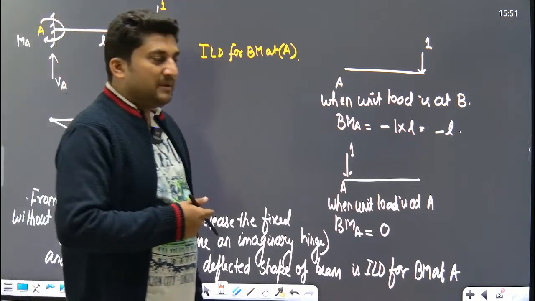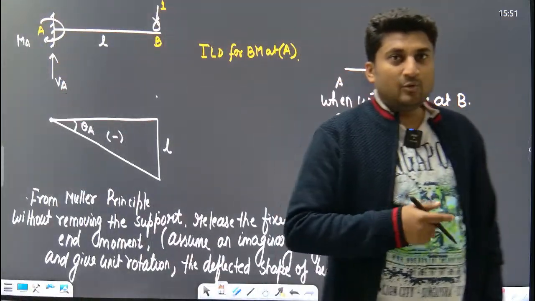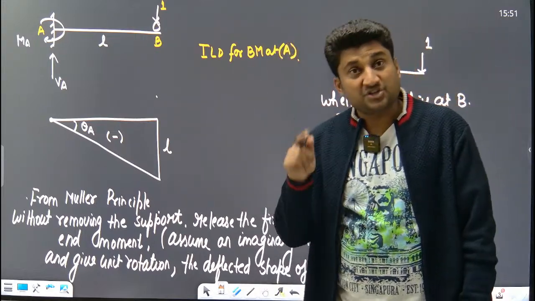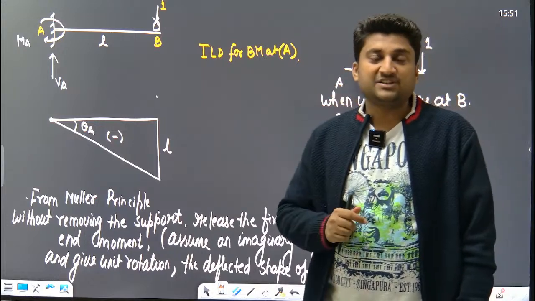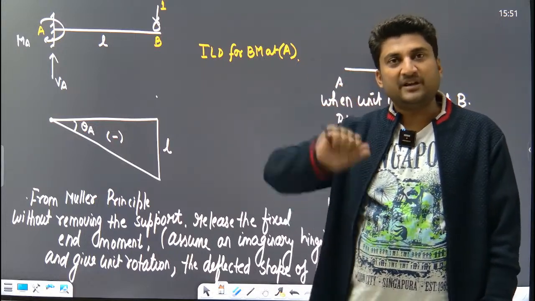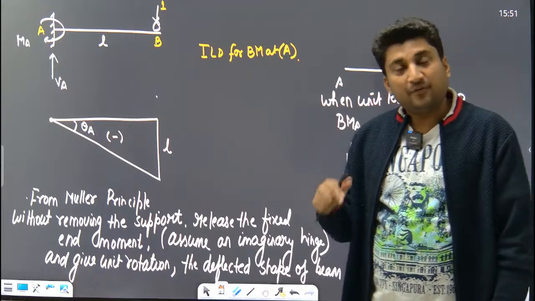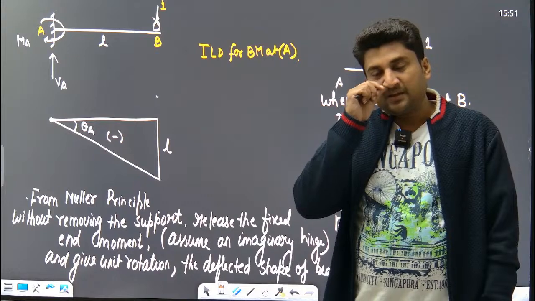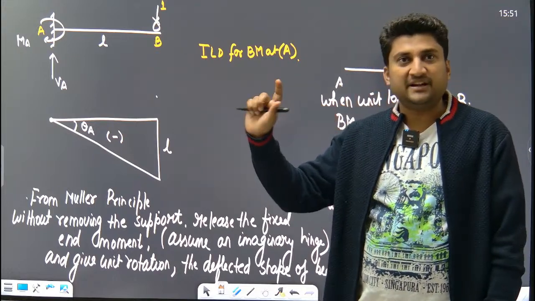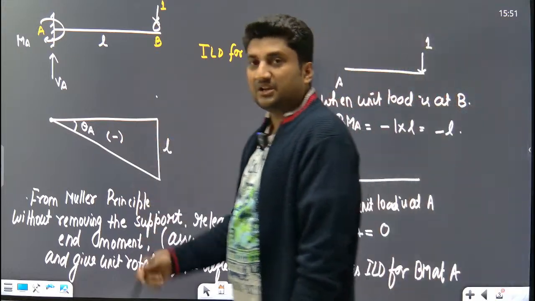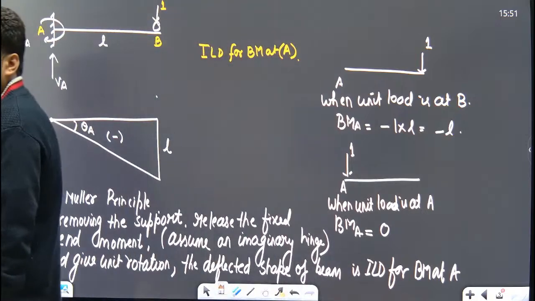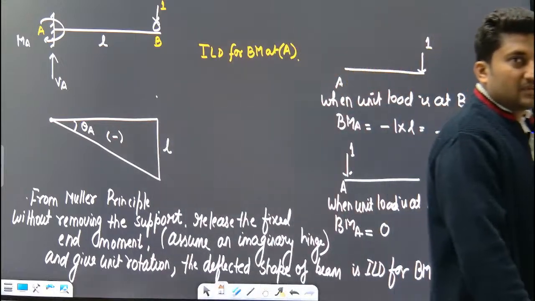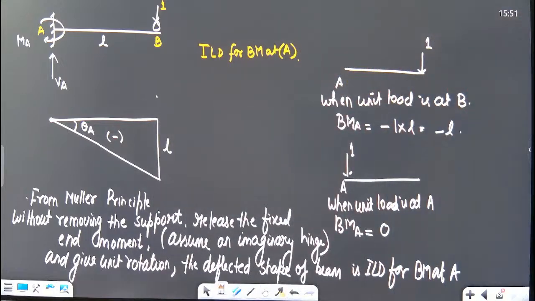Here in a cantilever beam, for reaction, remove the support, give the unit displacement. The deflected shape is the ILD for reaction. For shear force, cut the beam at the right hand side of A without removing the fixed end moment, give the unit displacement. For ILD for bending moment, without removing the support, remove the fixed end moment, assume an imaginary hinge and give a unit rotation. The deflected shape is the ILD for bending moment at A. I hope it is clear.